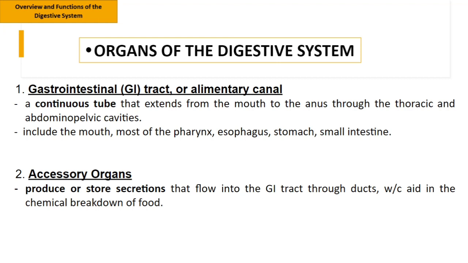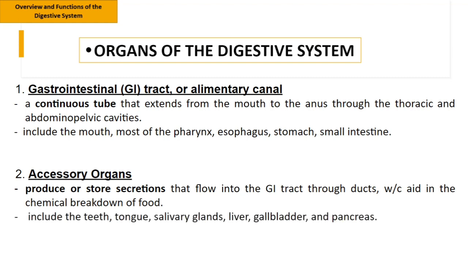So, even though, again, these are just accessory organs, these accessory organs are very vital so that the digestive system actually functions properly. A good example of the accessory organs of the digestive system is your teeth, the tongue, the salivary glands, the liver, the gallbladder, and the pancreas. We will be dealing with each one of these later on.